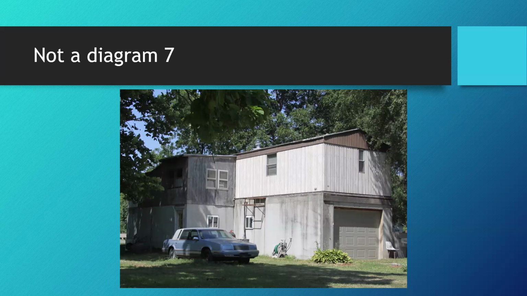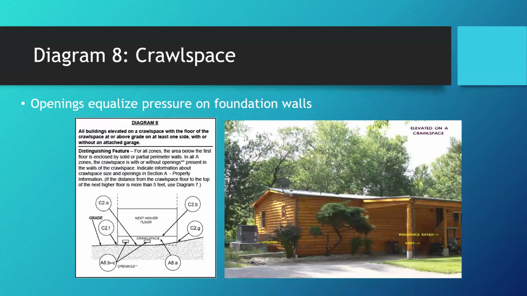The utilities are also on the ground, and those are required to be at least at or above the base flood elevation, even though there's a stand for those utilities. And so, as you might surmise, this could also be a violation of other building codes that you have besides the floodplain regulations. So, stuff to look out for.